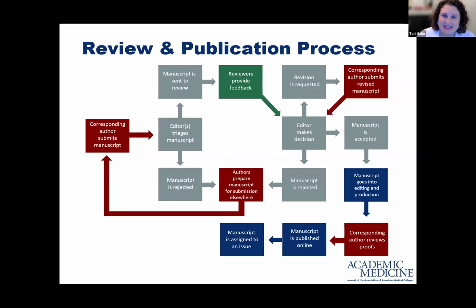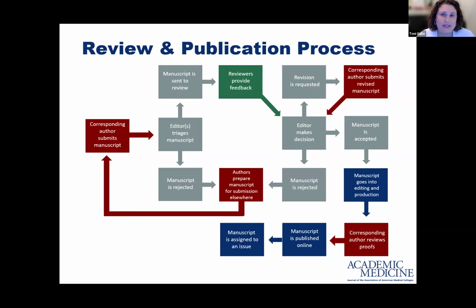Once your paper is finally accepted, it's going to go into editing and production. Each journal, this looks a little different in terms of the kind of editing that they do. Some do a copy edit, some do a more substantive edit, but you'll work with the editors on that, and then your paper will move into production where it will get laid out and it'll look nice and pretty. The corresponding author will look at that page proof to just make sure everything looks okay, and then your paper will get published online.